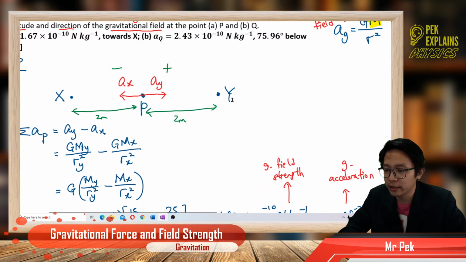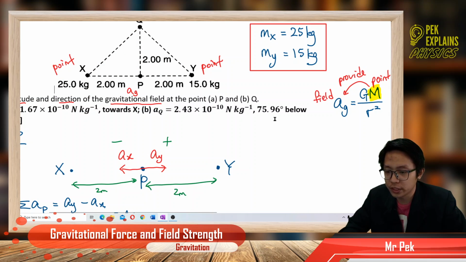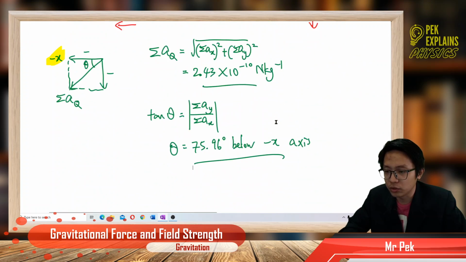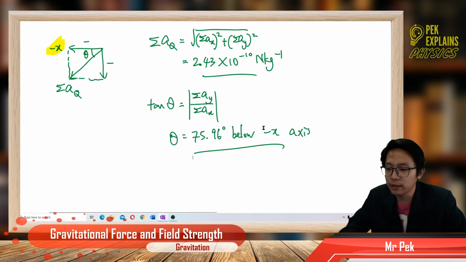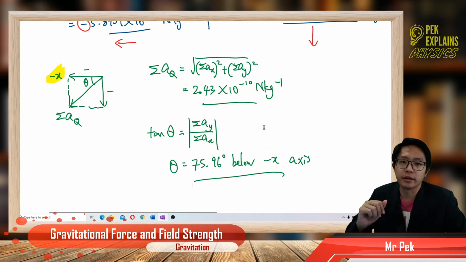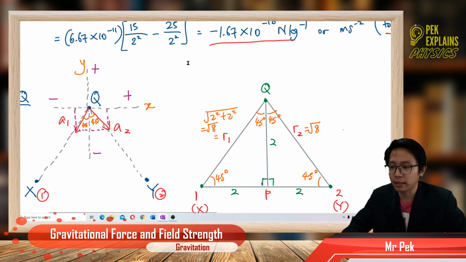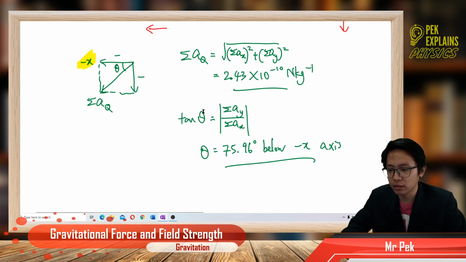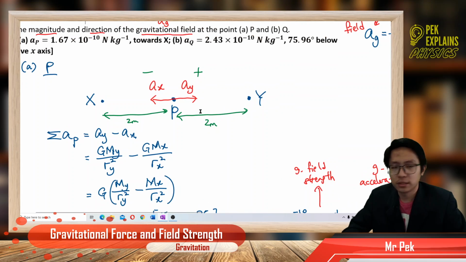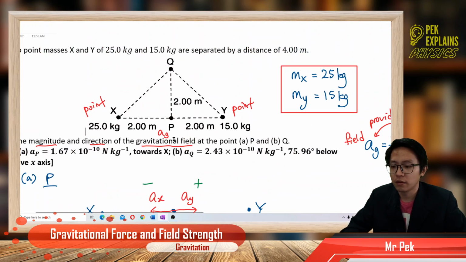All right, so you get it correct. Yeah, 2.43 and 75.96. Yes, that's correct. Okay, so that's how you find the resultant gravitational field strength. You must use the vector method. Remember, you must draw arrows. Do the x component, y component, and find the magnitude using Pythagoras theorem and tangent theta to find direction. Just treat the gravitational field as vectors.